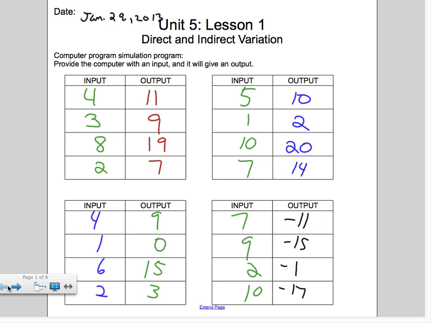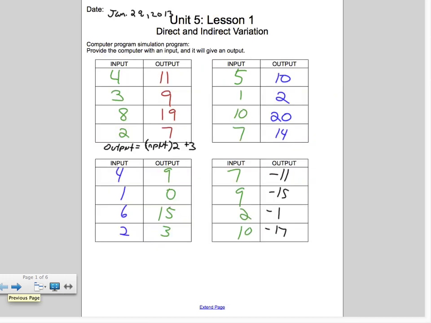Sorry, Matt? Times 2 plus 3. So here we had the output is equal to the input times 2 plus 3. Okay, we see that pattern there, right? What about this one? How did you determine the output? Input times 2. Output is equal to input times 2? So 2 times the input. Okay?